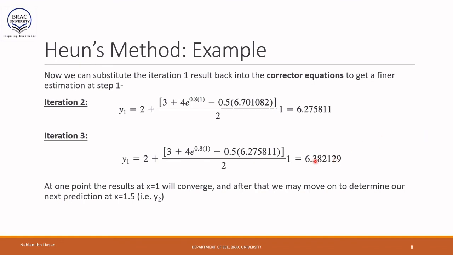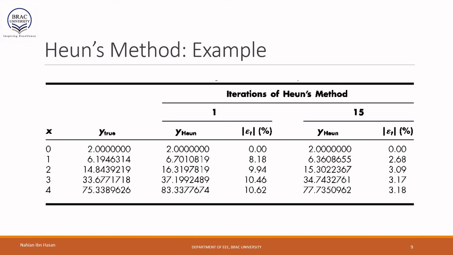Once we get the result at x equal to 1, that means we will use the final value of y1 to get the value at the next data point, which is at x equal to 2. We are not showing you the detailed calculations of the next iterations and the next steps. We are just showing you the final results within this chart.